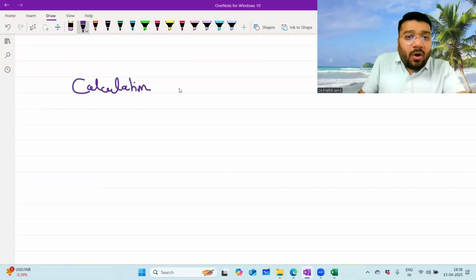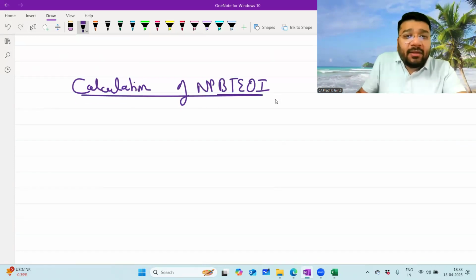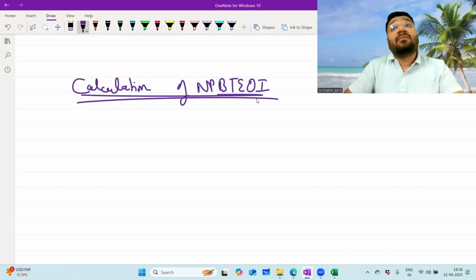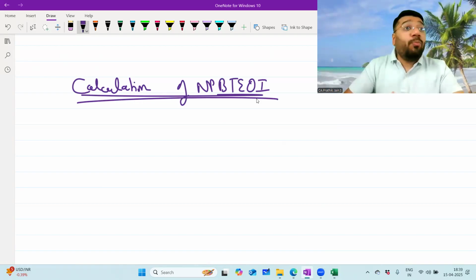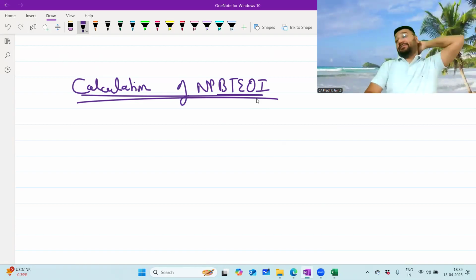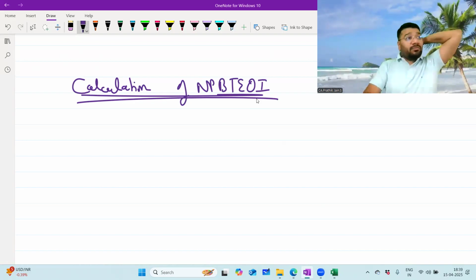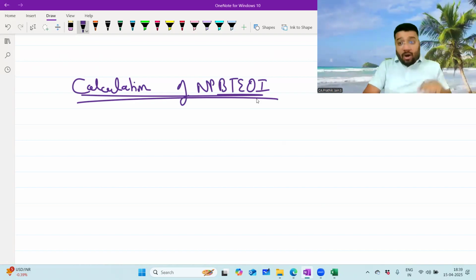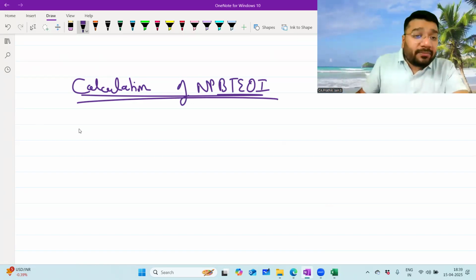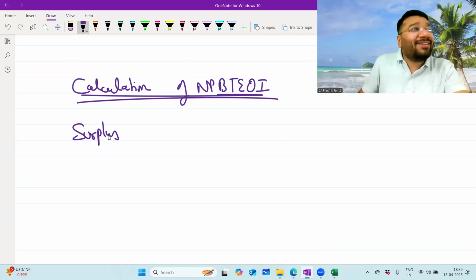Calculation of net profit before tax and extraordinary item. Please tell me, in this question, have they given the net profit before tax and extraordinary item directly? Directly given? No. Sir, in this question, we have to calculate net profit using top to bottom approach. No? Which approach? Bottom to top approach, also called the reverse mechanism. In that, what is my starting point? Surplus.